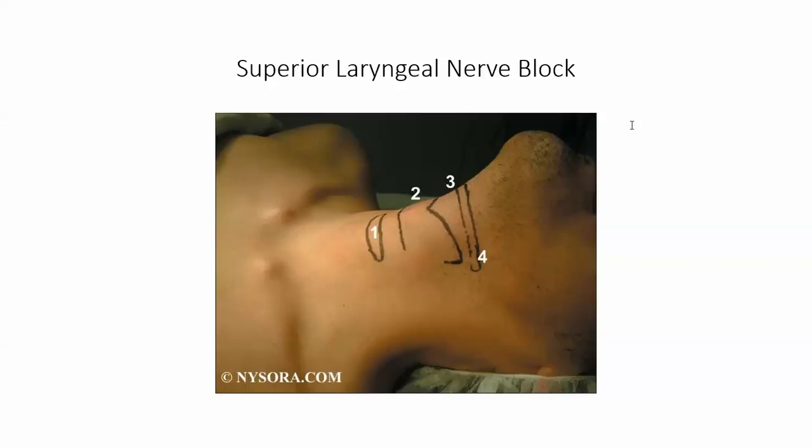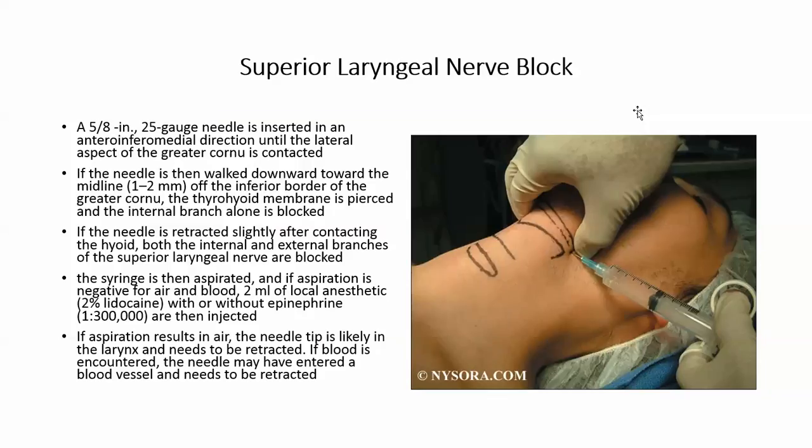For direct infiltration of the superior laryngeal nerve, it is necessary to identify the anatomical structures: the cricoid cartilage, the thyroid cartilage, and the hyoid bone. The superior laryngeal nerve can be blocked in the neck using a 25 gauge needle.